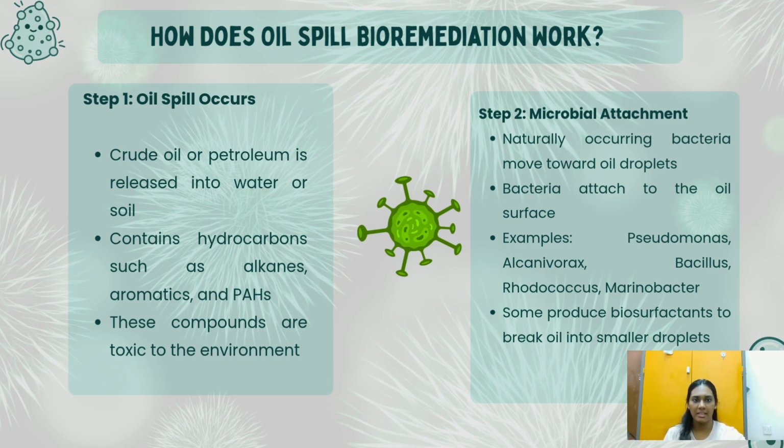What happens next is that naturally occurring bacteria in the environment begin to detect the oil. These bacteria move toward the oil droplets and attach themselves to the oil surface. Examples of these oil degrading bacteria include Pseudomonas, Alcanivorax, Bacillus, and so on.